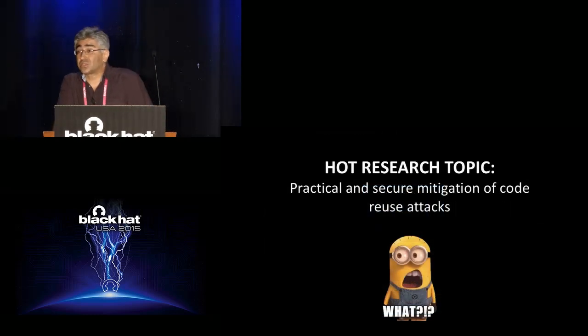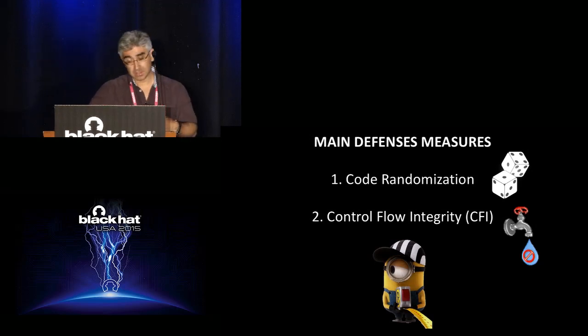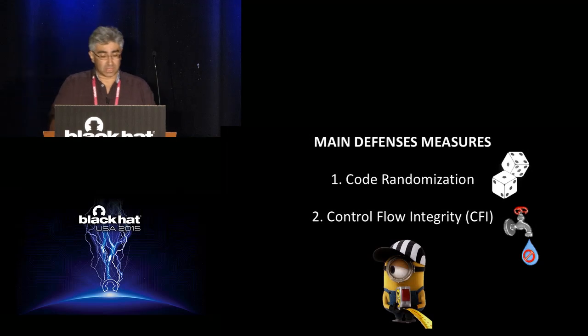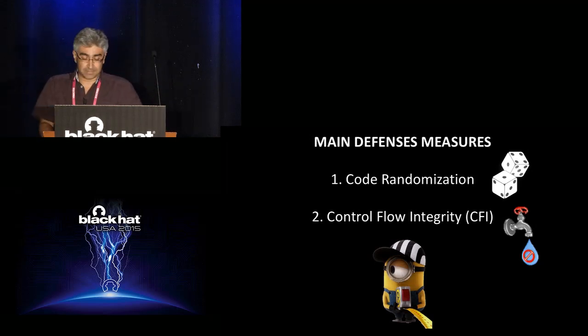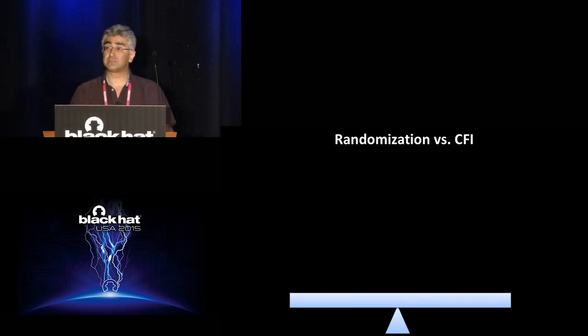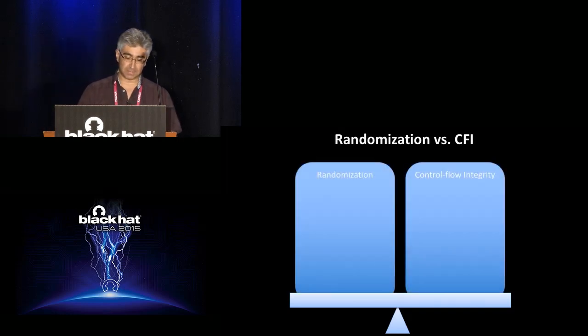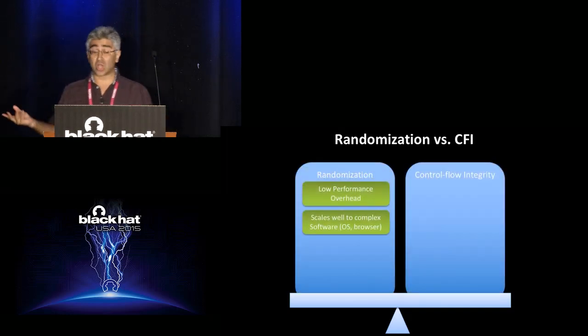As I mentioned, this is a very hot topic of research currently, and security conferences are full of papers against code reuse attacks, and it's going on. So there are two main defenses that have emerged in this area. One of them is code randomization, or in general, code diversity, and the other one is control flow integrity. In this talk, we are going to focus on code randomization, but let me just give you a flavor of the big picture, the differences between them. Or let's say pros and cons.